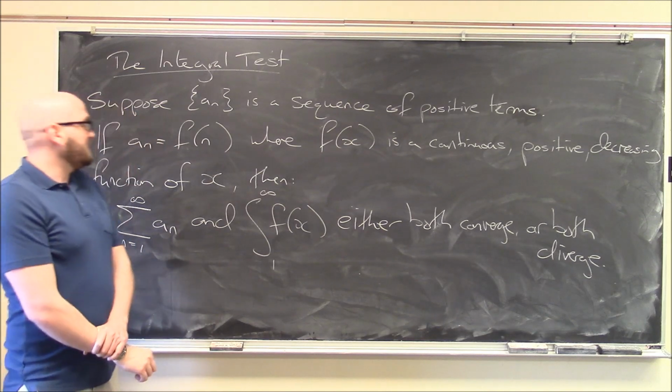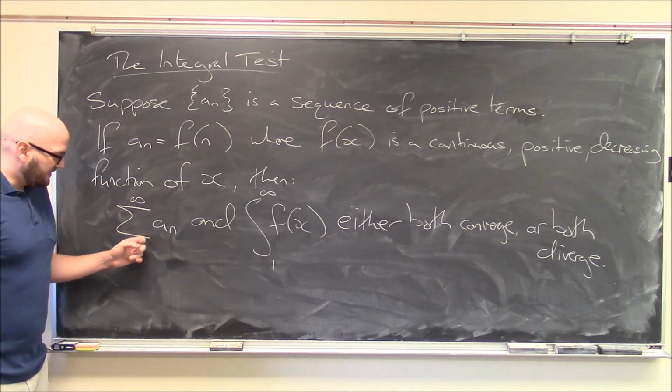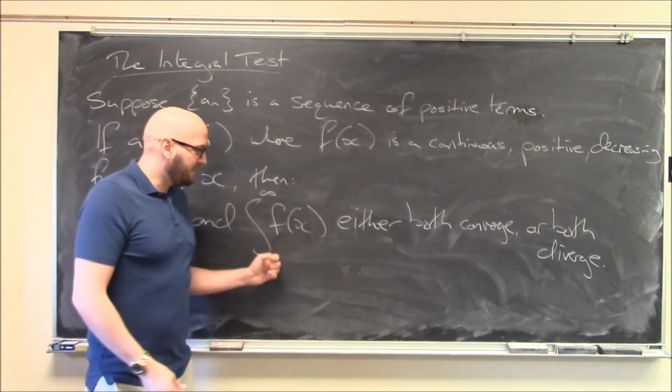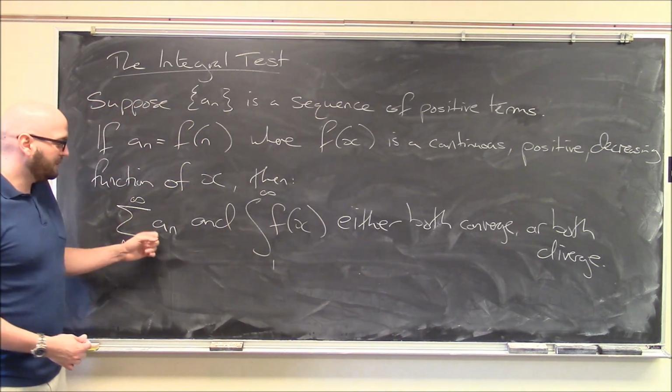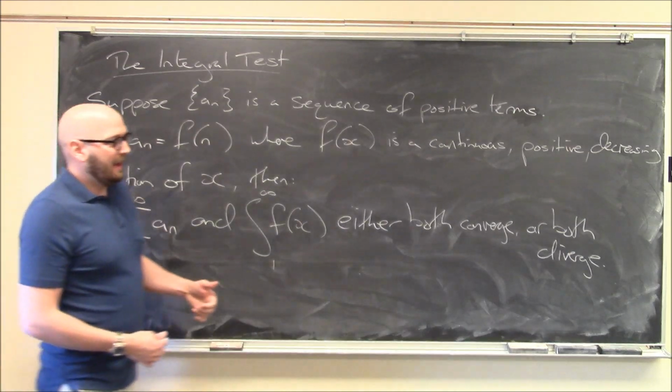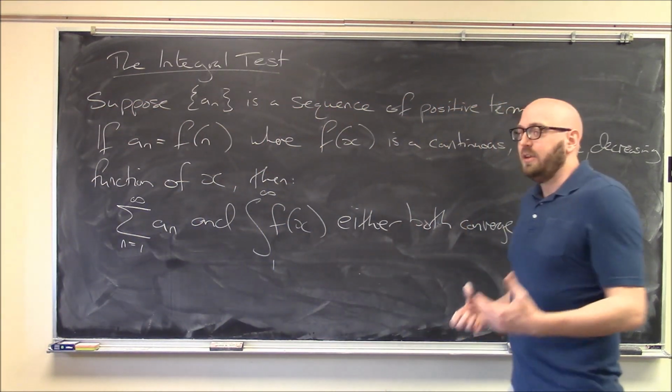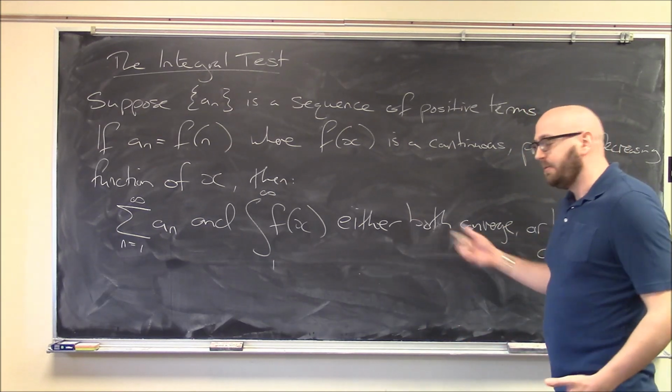Which shouldn't come as much of a surprise, right? Series are just these infinite summations. Integrals are really summations, so the area under this curve should have something to do with this sum over here. And it turns out the way they're related is they either both sum up to a finite area or they both sum up to an infinite area. So they either both converge or diverge.